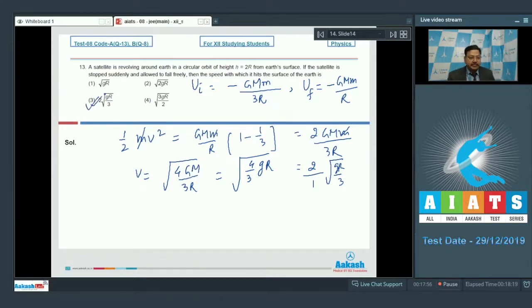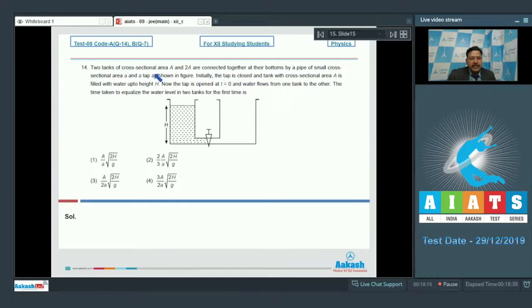Let's go to the next question now. Question 14 says two tanks of cross-sectional area A and 2A are connected together at their bottoms by a pipe of small cross-sectional area small a and a tap as shown in the figure. Initially the tap is closed and the tank with cross-sectional area A is filled with water up to height h. Now the tap is opened at t equal to 0 and water flows from one tank to the other. The time taken to equalize the water level in the two tanks for the first time is, okay, so we have these four expressions. This is the diagram given.